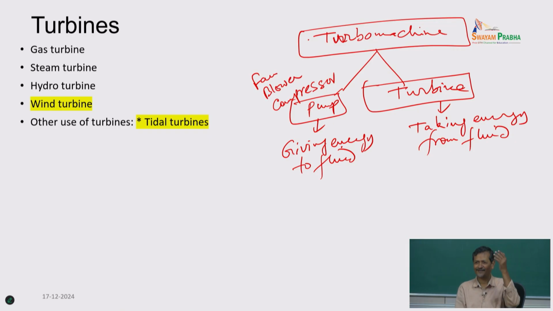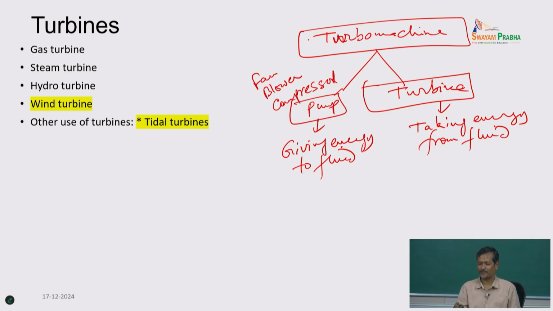A ceiling fan is giving energy to fluid: you are giving electricity, then energy goes to the fluid, the fluid gets circulated, right, creating turbulence on your head nearby. Blowers, many industries are using blowers, blowing some items. Compressors, you are compressing air in many cases, those will come under the pump category, or instead of pump you can use another name, no issues.